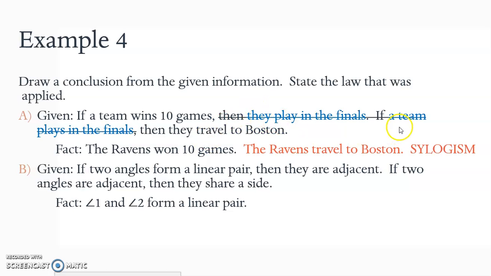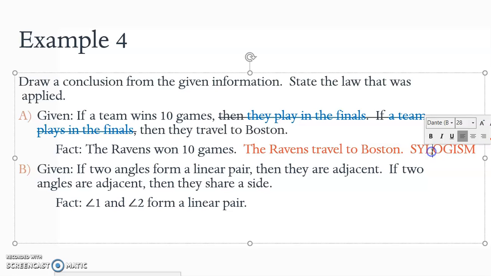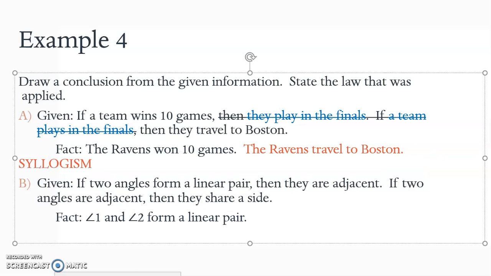So I notice that these parts repeated, I crossed out the repeated parts, and I combined these two parts. So the Ravens won 10 games, so they're traveling to Boston, and this is syllogism because I had two sentences and I crossed out the part that repeated. And I accidentally spelled syllogism wrong. It's supposed to have two L's.